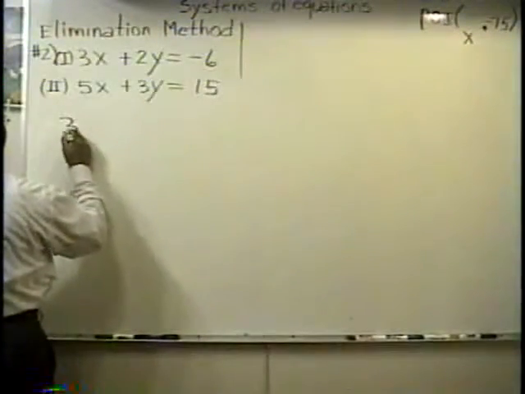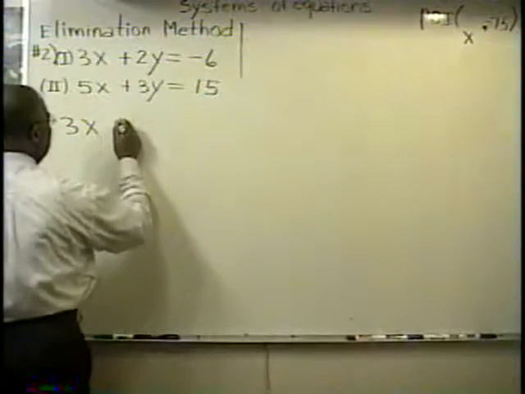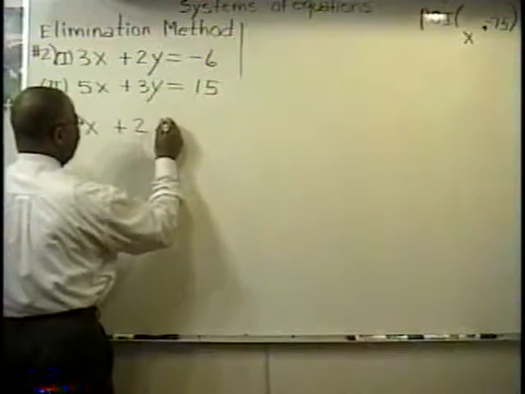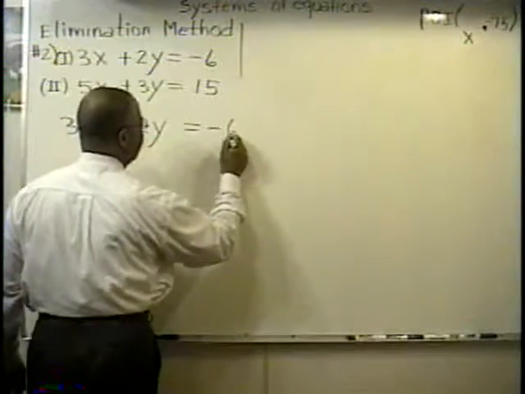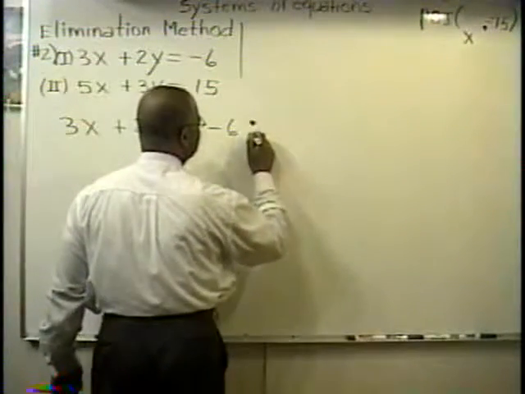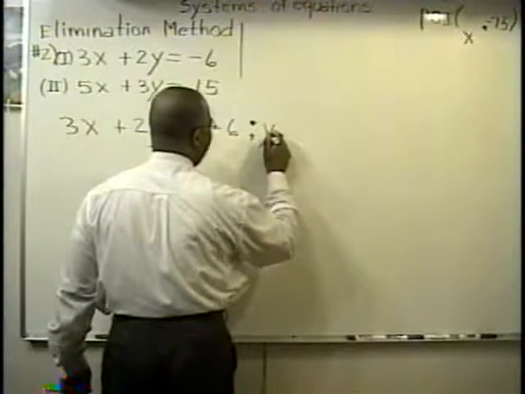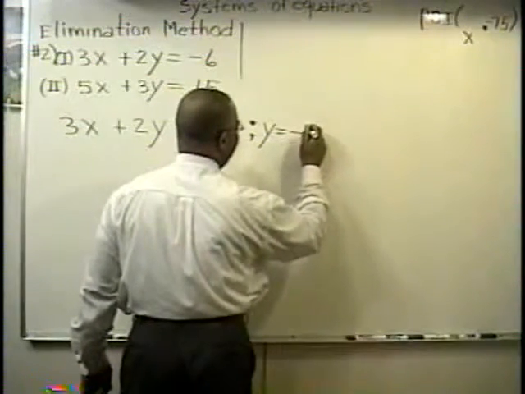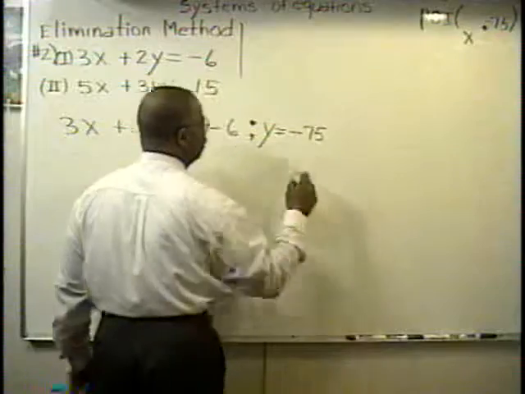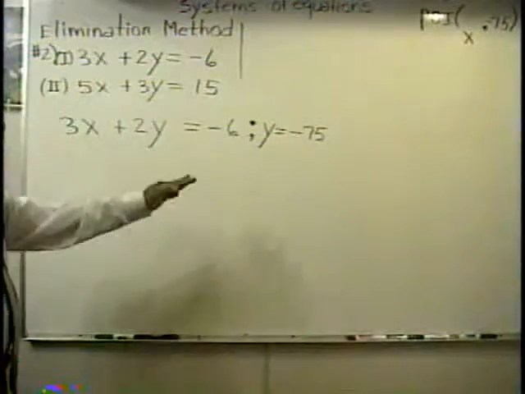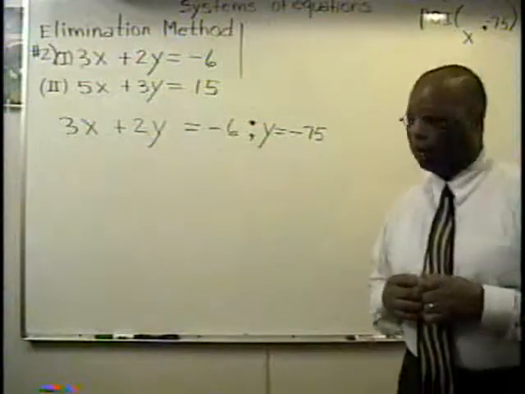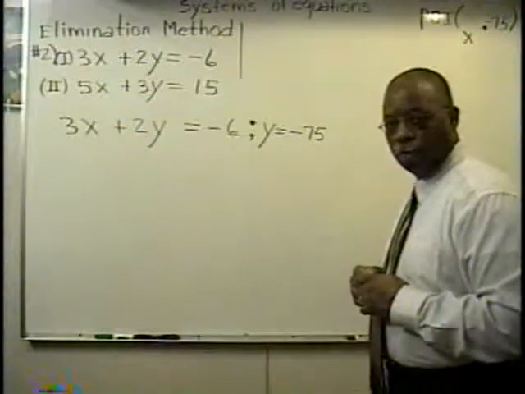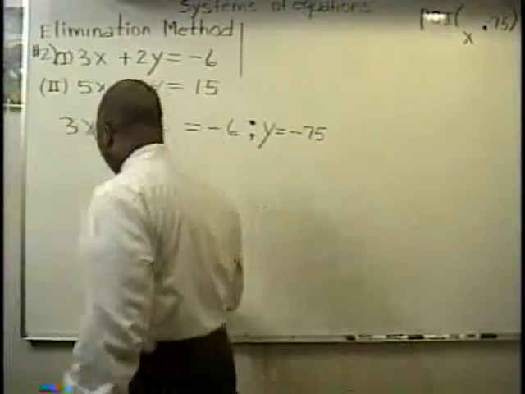We're given 3x plus 2y equals -6, given that now we know that y is -75. So we're going to take that value of y and substitute it into our equation. Are you ready? Very good. Let's move forward and do that.